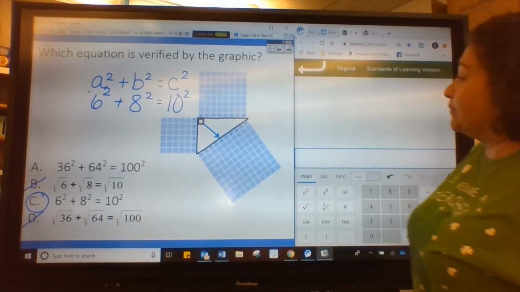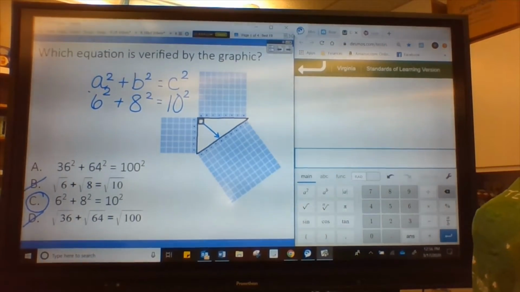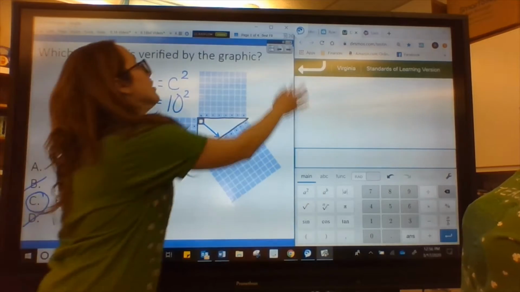Just remember to count the lengths of the sides. These should not be hard. We just sometimes forget. All right. Let's go to the next one.